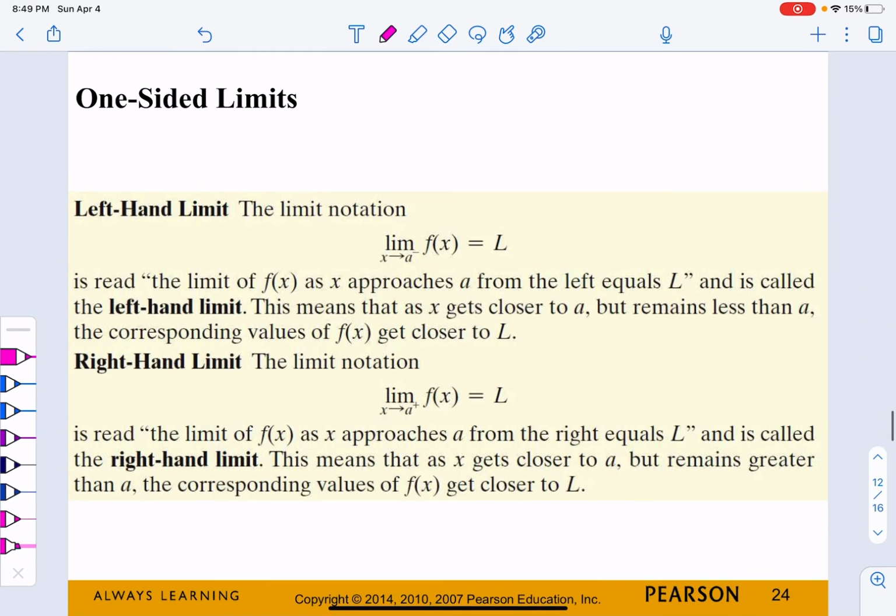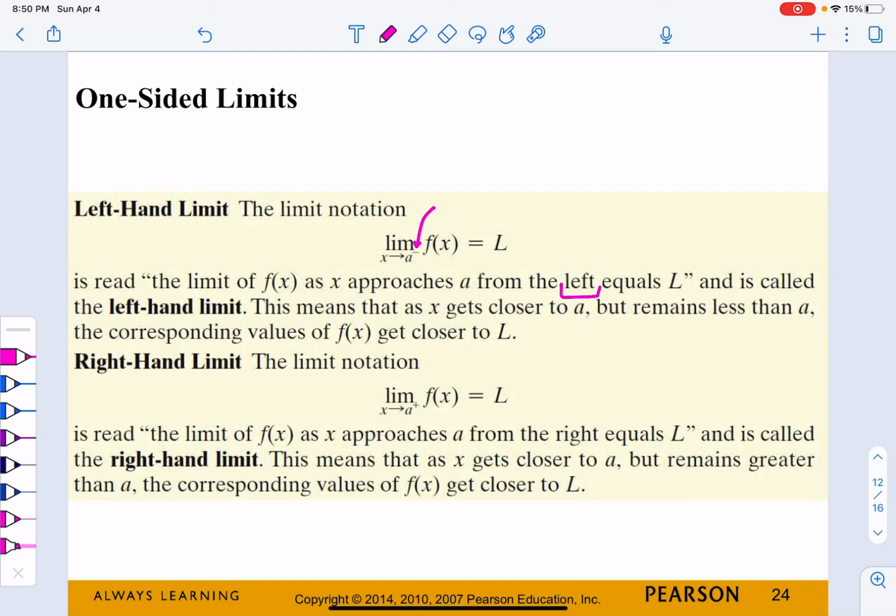So talking about a one-sided limit, it says the left-hand limit. So we have the limit notation, limit as x approaches a, but notice there's an extra little thing in here. There's a little negative sign. That means that we're going to approach it from the left-hand side. So it's read as the limit of f of x as x approaches a from the left is equal to L and is called a left-hand limit. This means that as x gets closer to a but remains less than a, the corresponding values of f of x get closer to L.